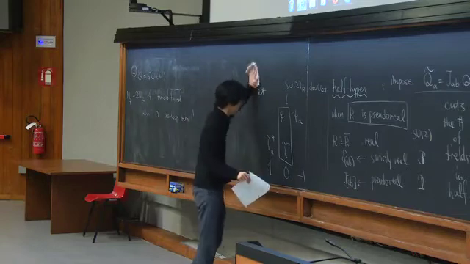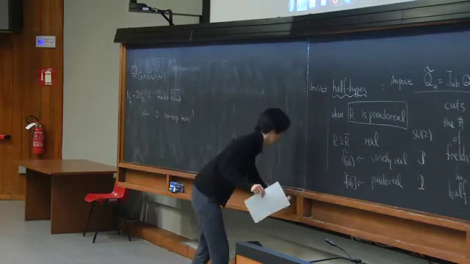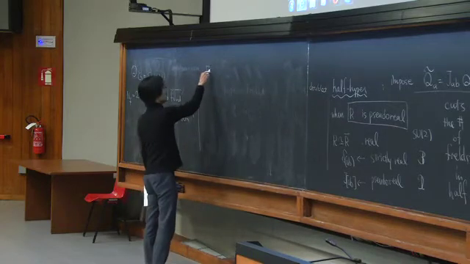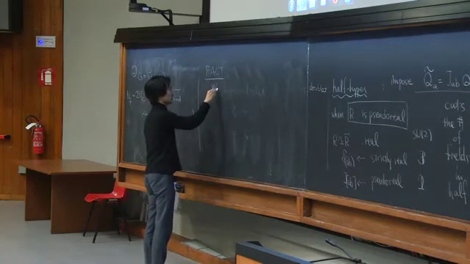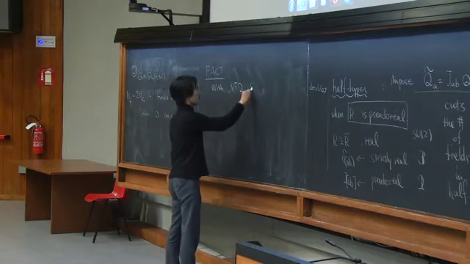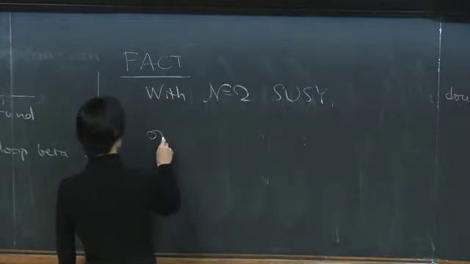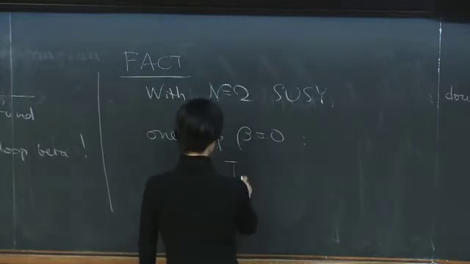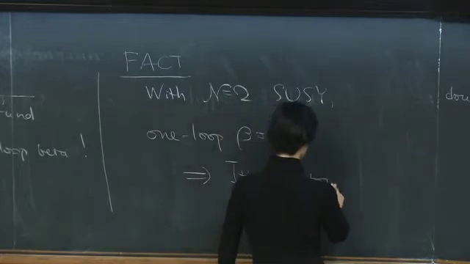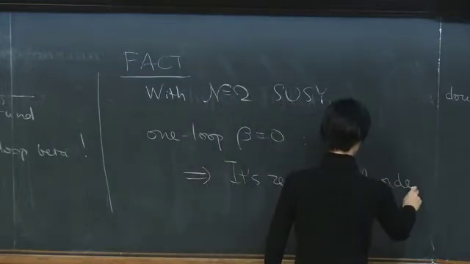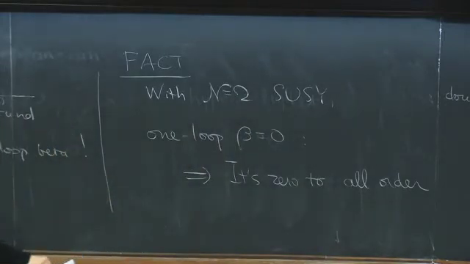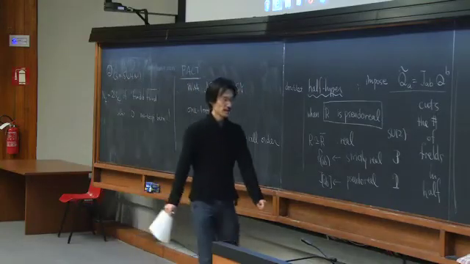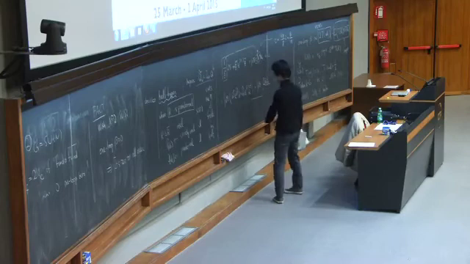Here comes a very important fact, a simplifying fact about N=2 supersymmetric systems. With N=2 SUSY, if the one-loop beta function is 0, then it's 0 to all orders, and even non-perturbatively. This fact guarantees that, just by checking this group theoretical fact, the system has a UV coupling constant that is tunable.